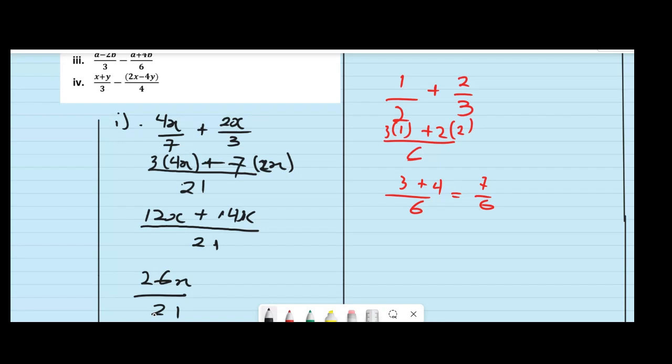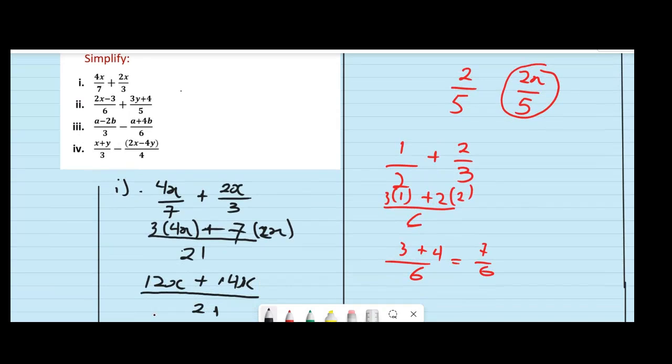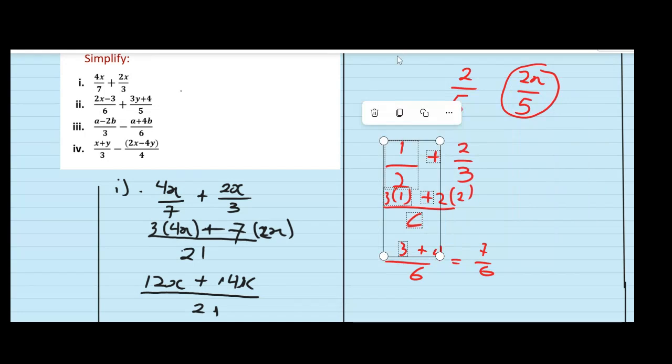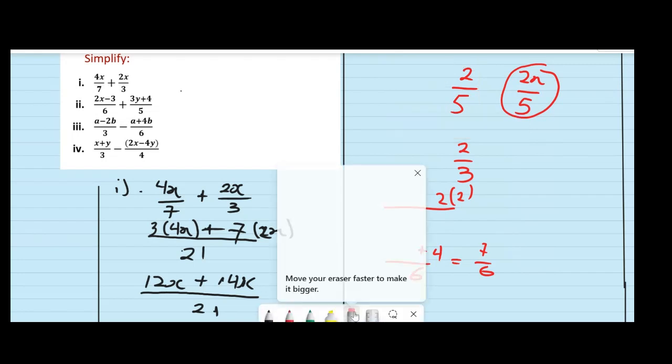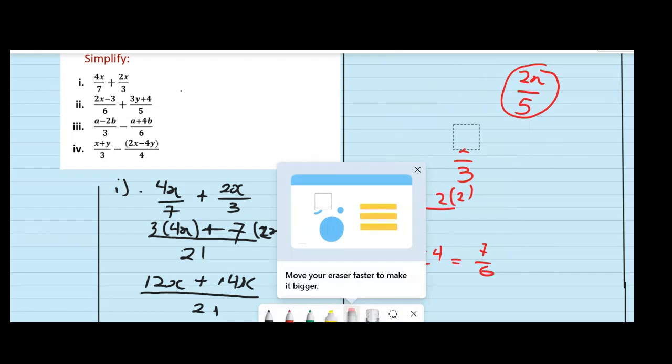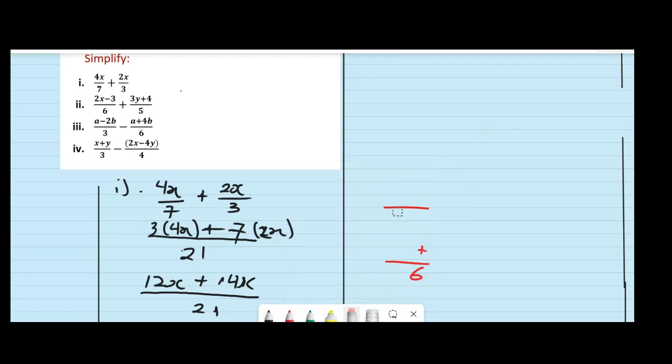Okay, so let's move on to the next question. Let's solve it here. Let me clear this stuff from here so that we can solve it. I think it's going to be simpler to use the eraser, so let me clear them quickly.